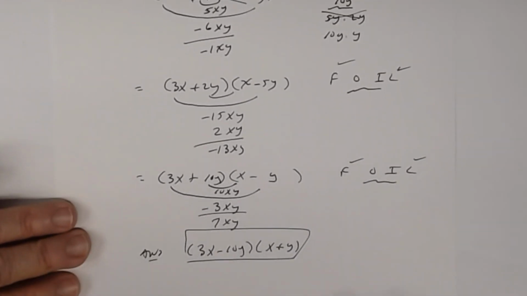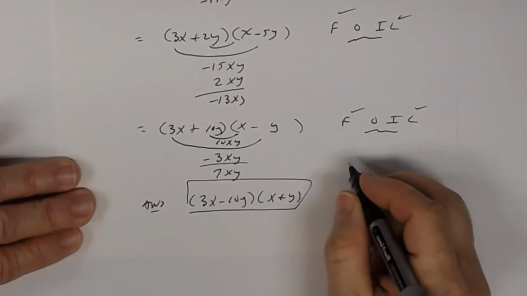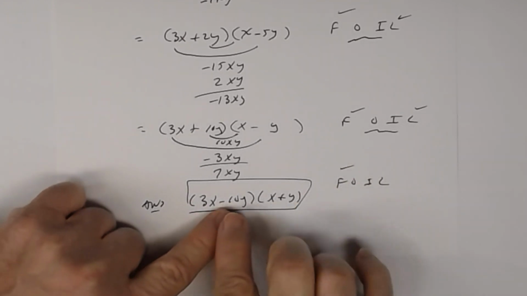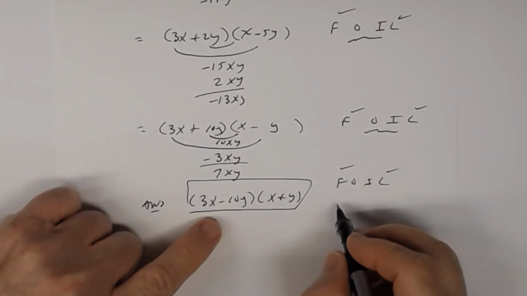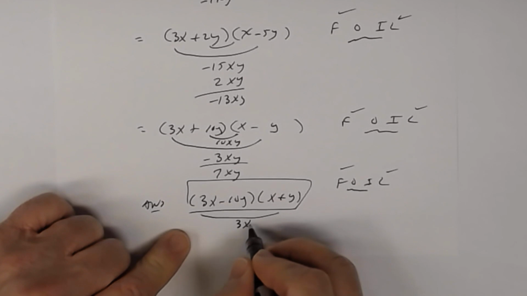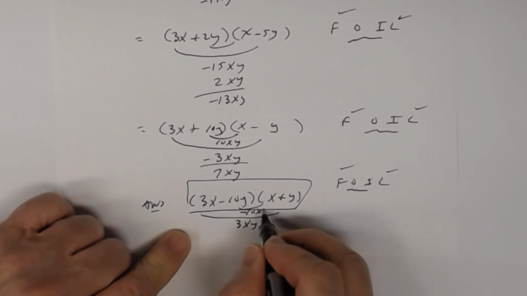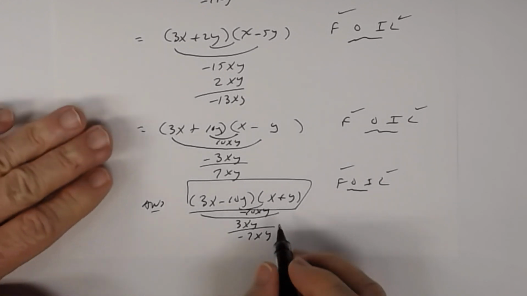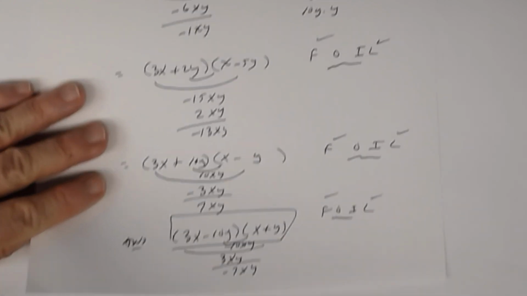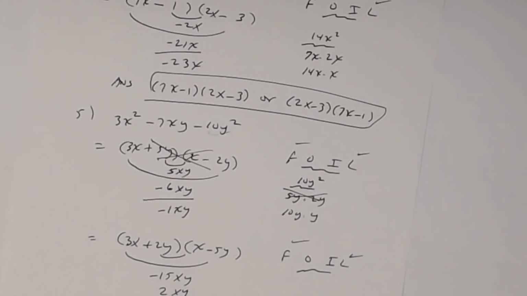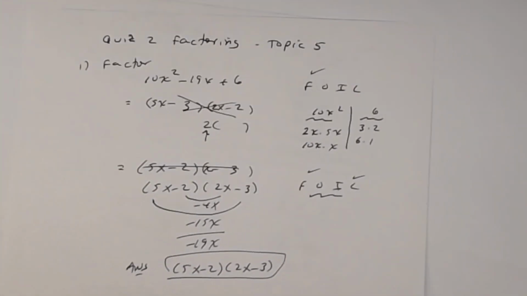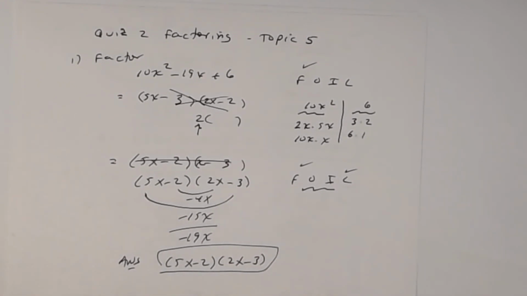And if you check it, you're going to get the right answer. So if you follow this out, 3x times x, 3x squared, 10y times y, negative 10y squared. Now the outer, 3x times y is 3xy. The inner, that's negative 10xy. When you add them up, you get negative 7xy. And notice that is what you wanted. So there's the answer. All right, so that is the key to quiz number 2 on topic 5.